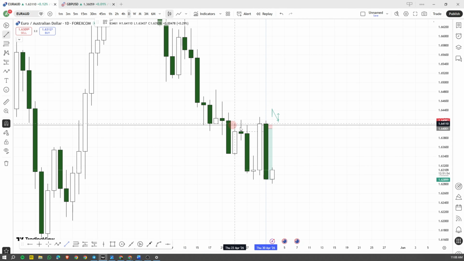We have this CRT as well, and then this mitigation, this break of CRT or this sweep of the high of the CRT tapped into this zone, which is an OCL, and price completed the range at this point and even pushed down below. So I could have taken this trade, and I've actually done analysis of this trade.